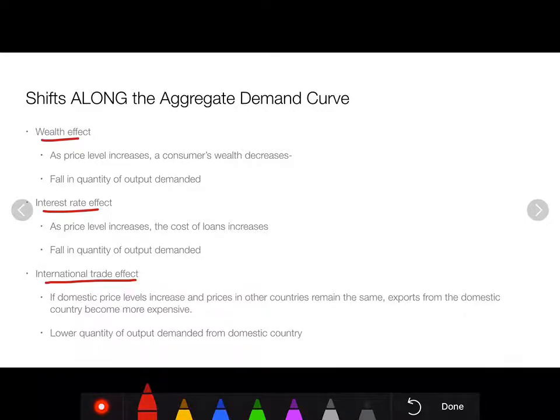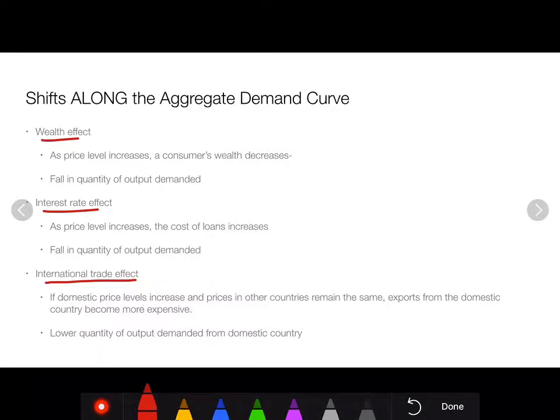Again, a shift along the curve. International trade will make a little bit more sense as we get into year 2 economics, but again, for the sense of clarity and holistic judgment here, if the price level of goods increases and the prices of other countries stay the same, exports in the domestic country become more expensive. If exports in a domestic country become more expensive, then you have a lower quantity of output from the domestic country. You see a decrease in, or a movement along the curve for that particular country.